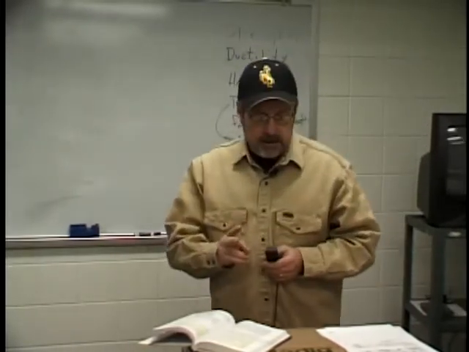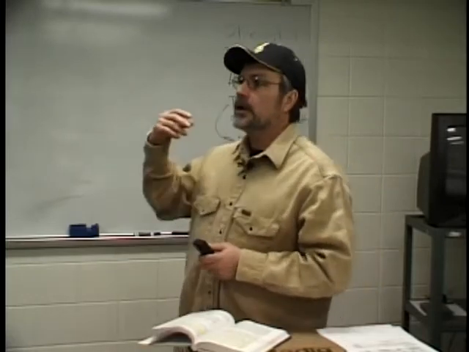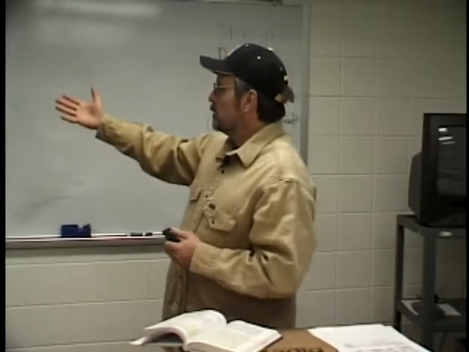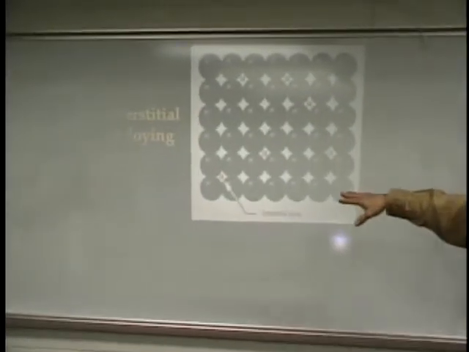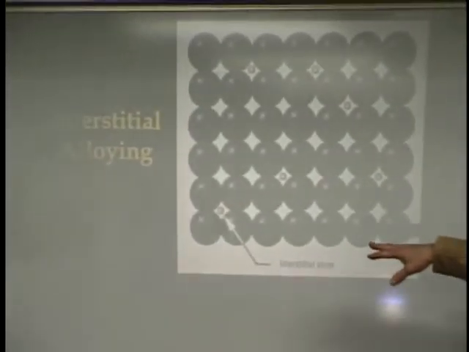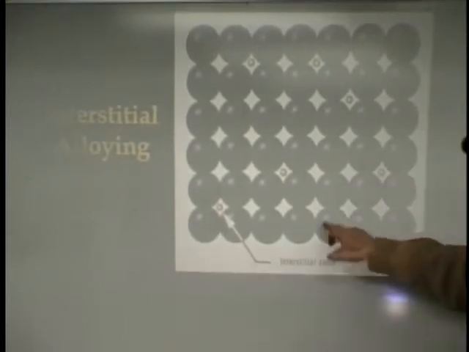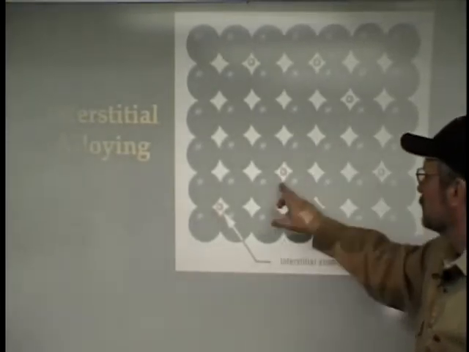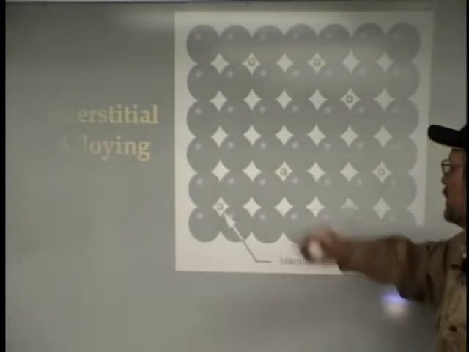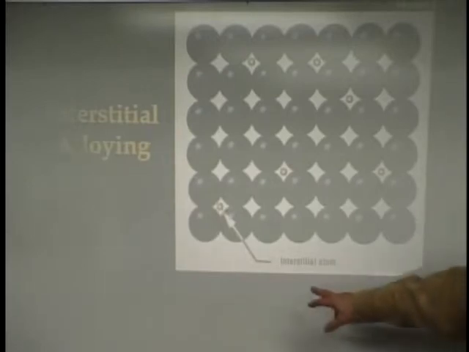There are two ways that these different alloying atoms sit in the structure of the steel. One is interstitial alloying. If it's interstitial, it means that the alloying elements are going to nestle between the iron elements. So this would be interstitial. They're taking up residence within the lattice structure. That's one way you can alloy, interstitial alloying.